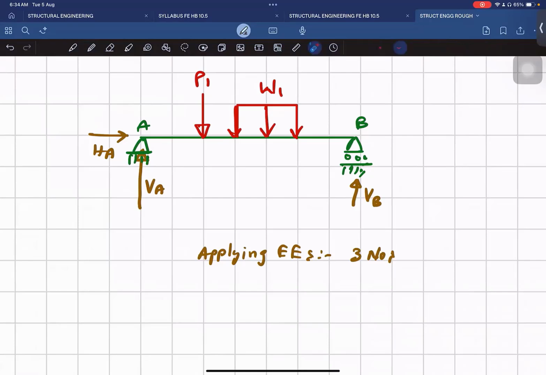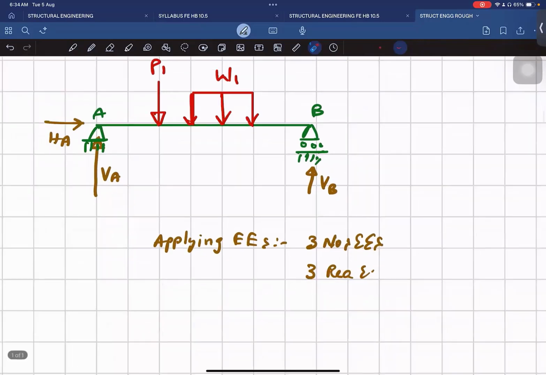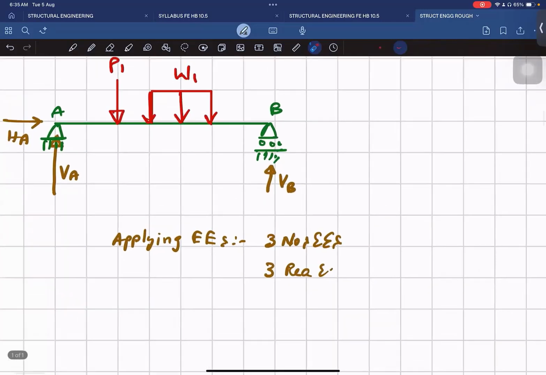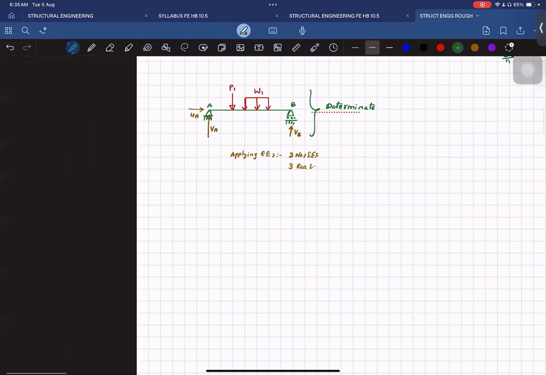So how many reactions do we have in this case? Here 3 reactions, and we have 3 equations. Now, can we find all these 3 reactions using 3 equations? Yes, as per math, if we have 3 equations, we can easily find 3 unknown reactions. So then I will call this structure a determinate structure. Got it? Determinacy is nothing but finding out whether the structure is determinate or indeterminate. As simple as that.